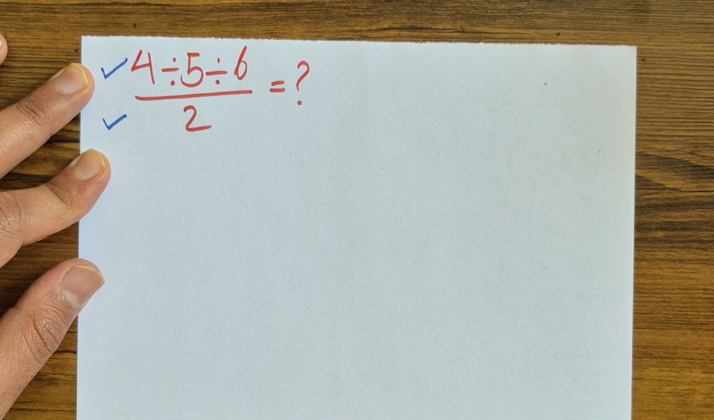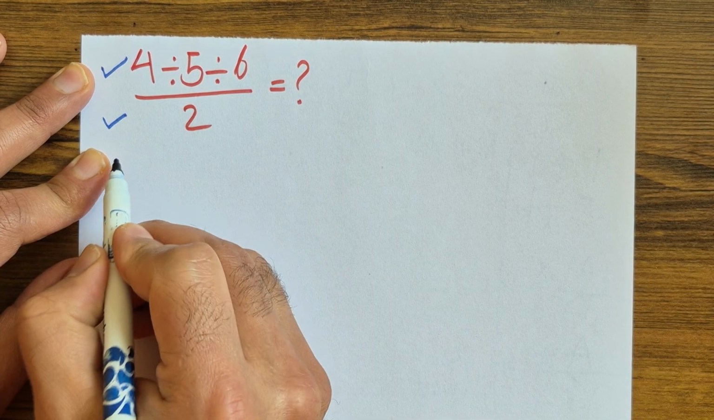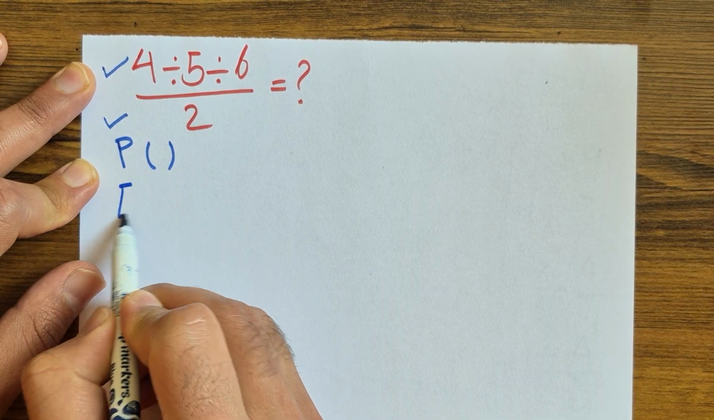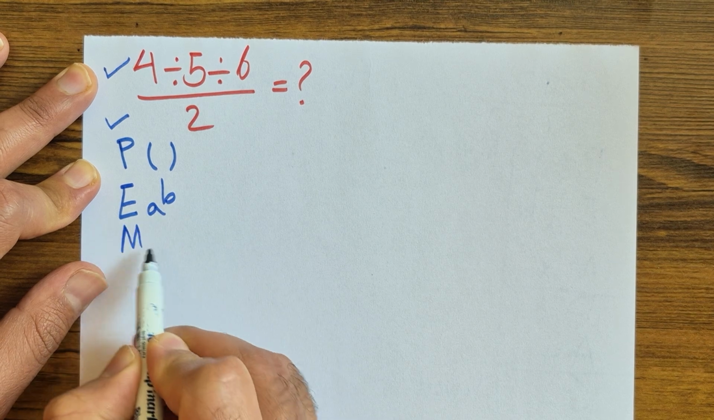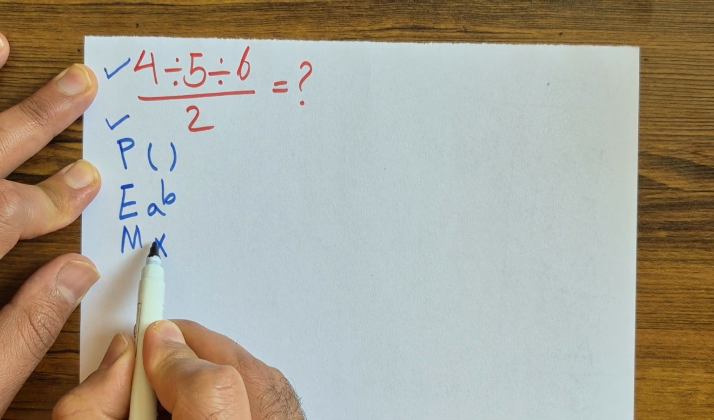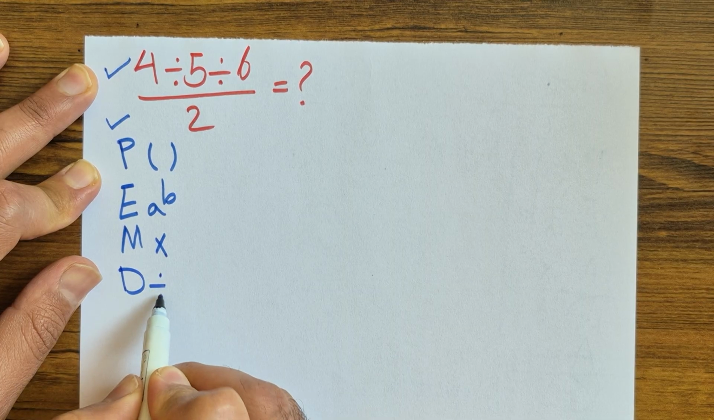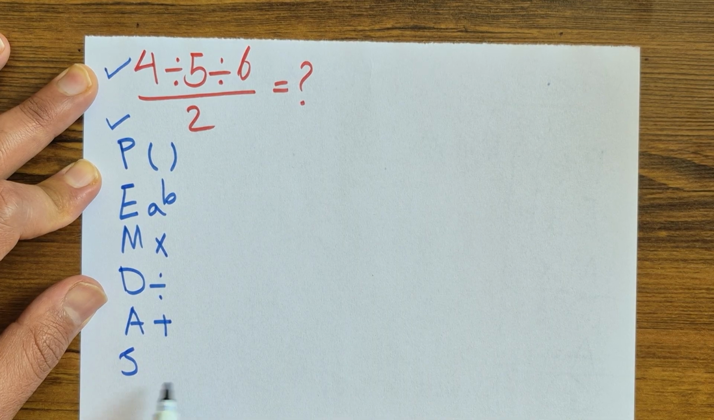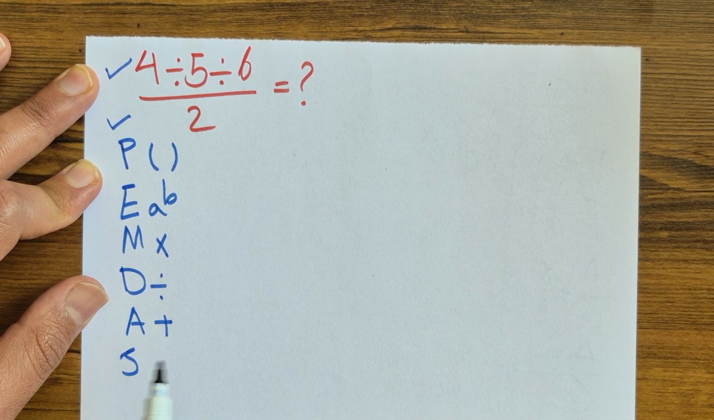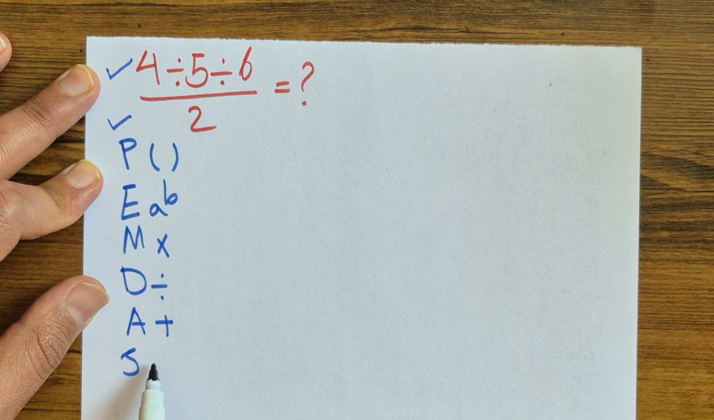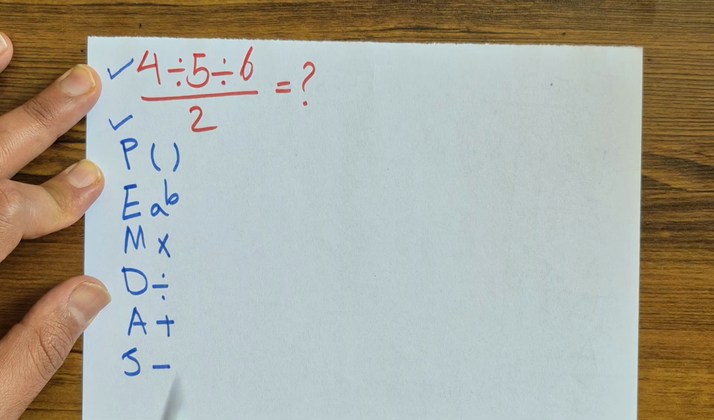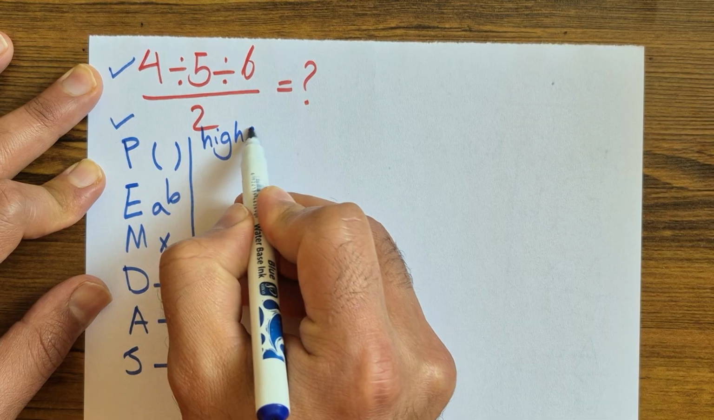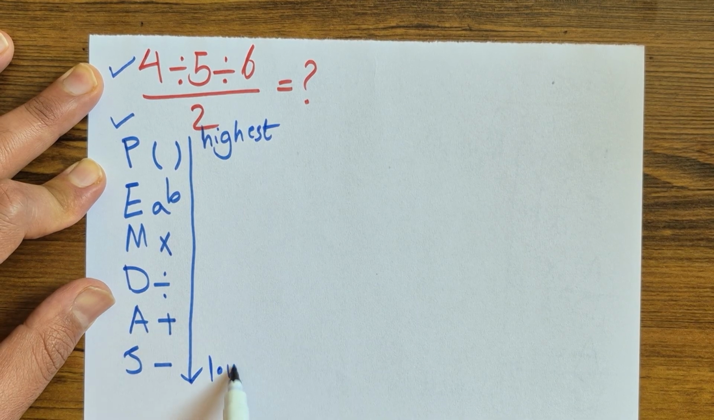Whenever you have the order of operations, you must follow the PEMDAS order. P stands for parentheses. E stands for exponents. M stands for multiplication. And D stands for division. A stands for addition. And S stands for what? S stands for subtraction. And this shows an arrow, a vector of priority, from highest to the lowest priority.